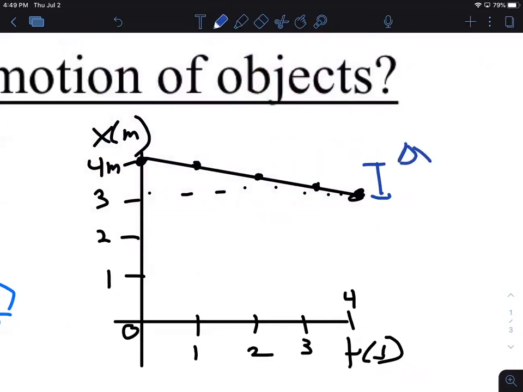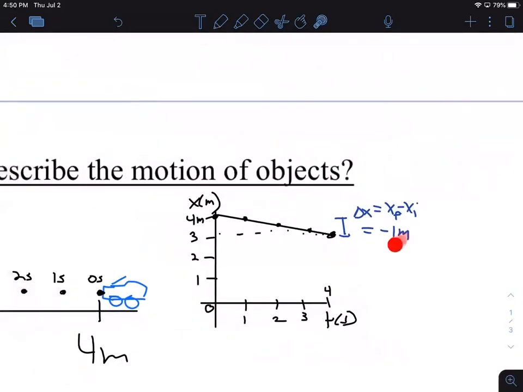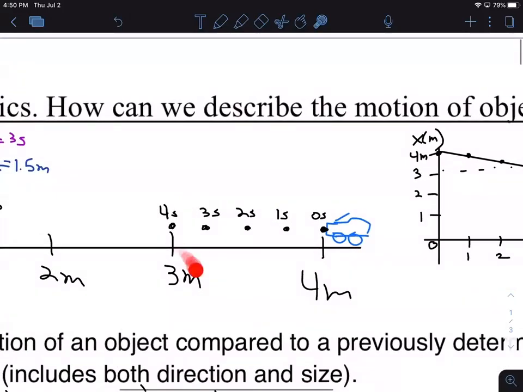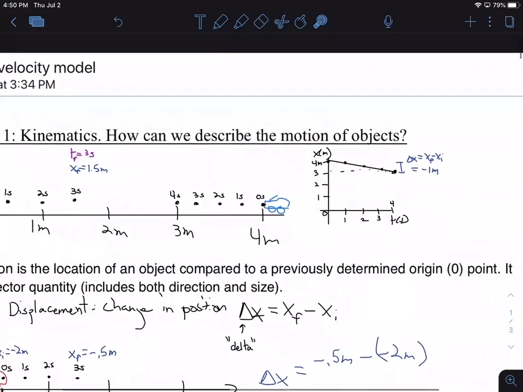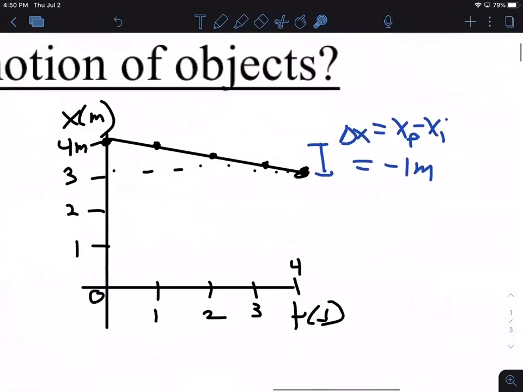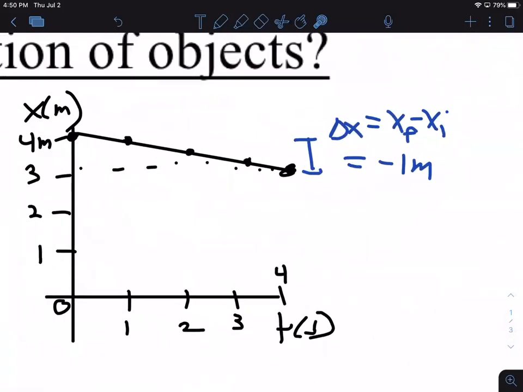My delta x is x final minus x initial. And I can see here I have a negative displacement. My buggy is now more negative than it used to be. It started at 4, now it's at 3. So 3 minus 4, negative 1 meters. Now again, this doesn't mean it has a negative position. It still has a positive position. It's still 3 meters to the right of the origin here. But its displacement, its change, was negative. It moved in the negative direction. So that's my delta x.